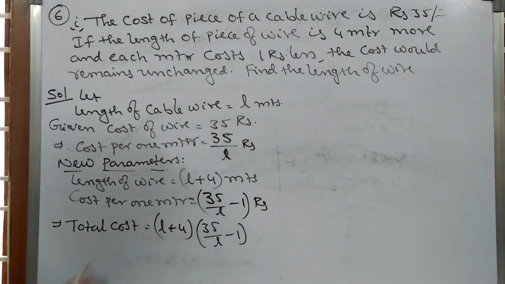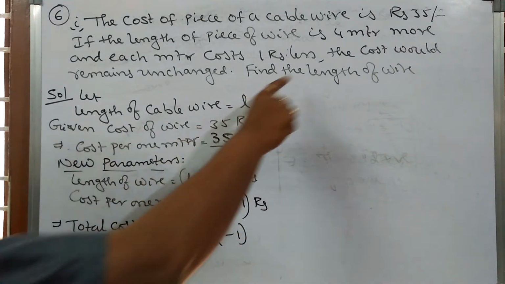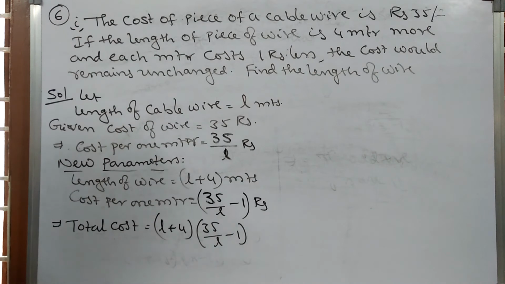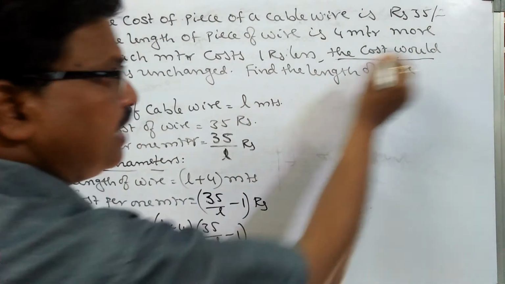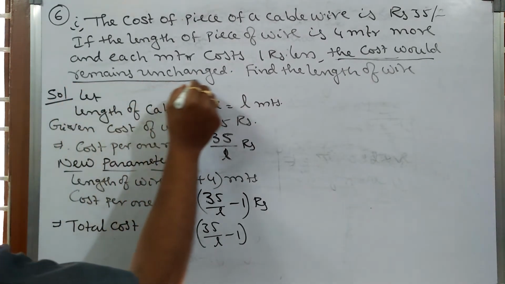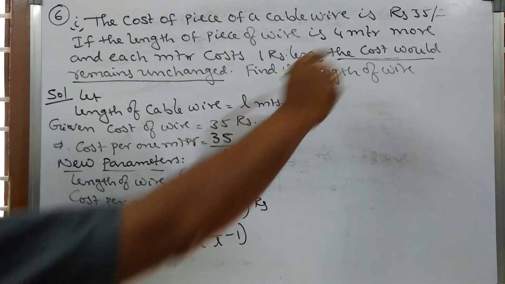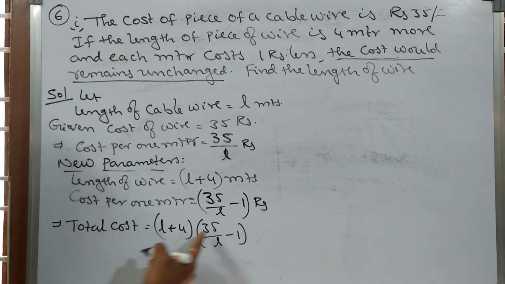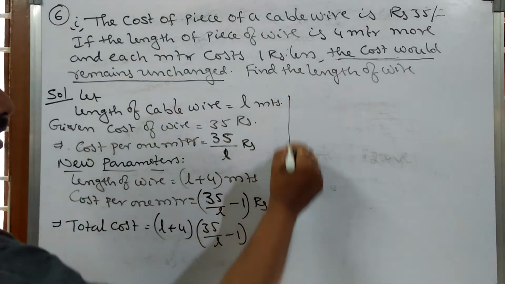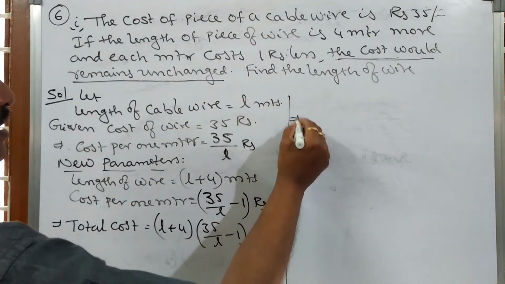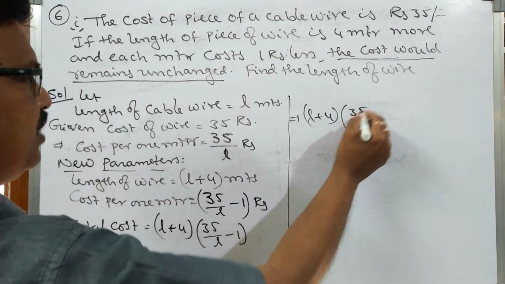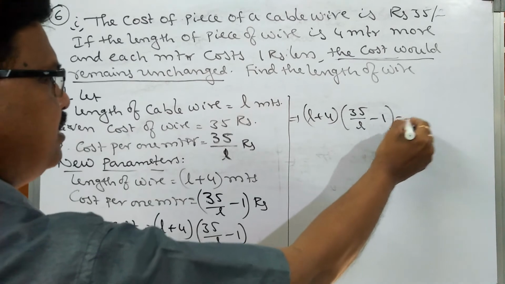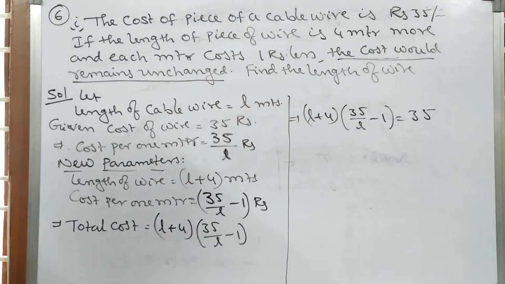But what is it saying? The cost would remain unchanged. This is the important point you have to identify. The cost would remain unchanged. That means total cost does not change. What is the total cost? 35 rupees. Now equate this to 35 rupees. What are you going to get? Let us see. This implies L plus 4 into 35 by L minus 1 is equal to 35 rupees.